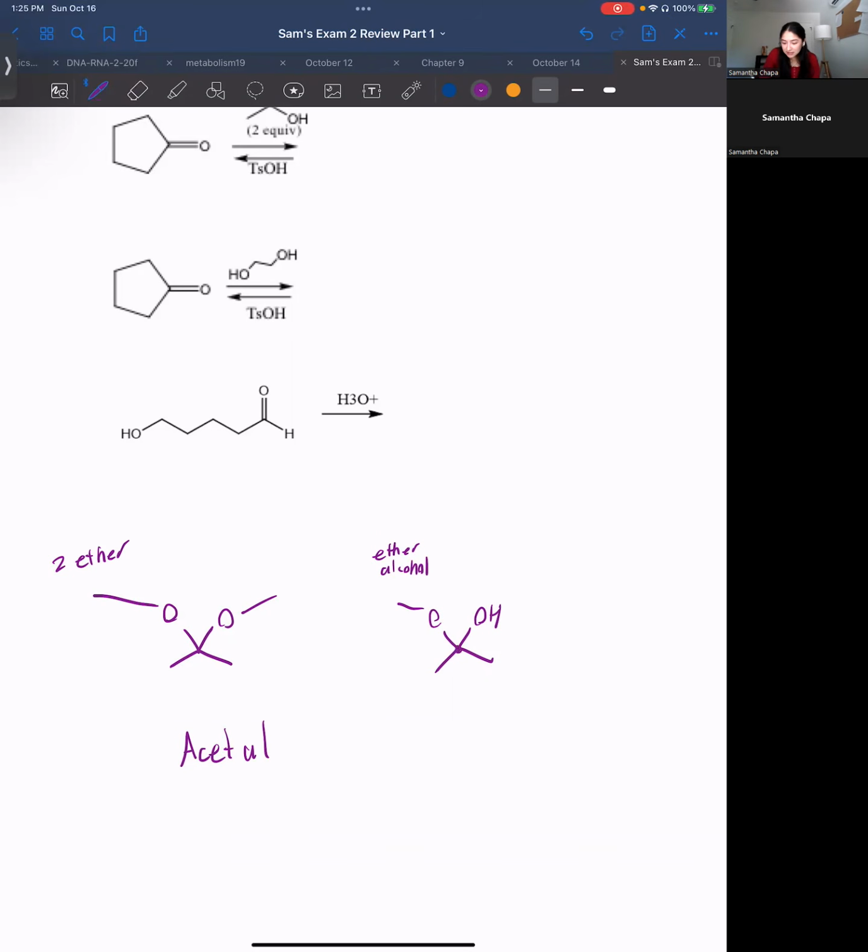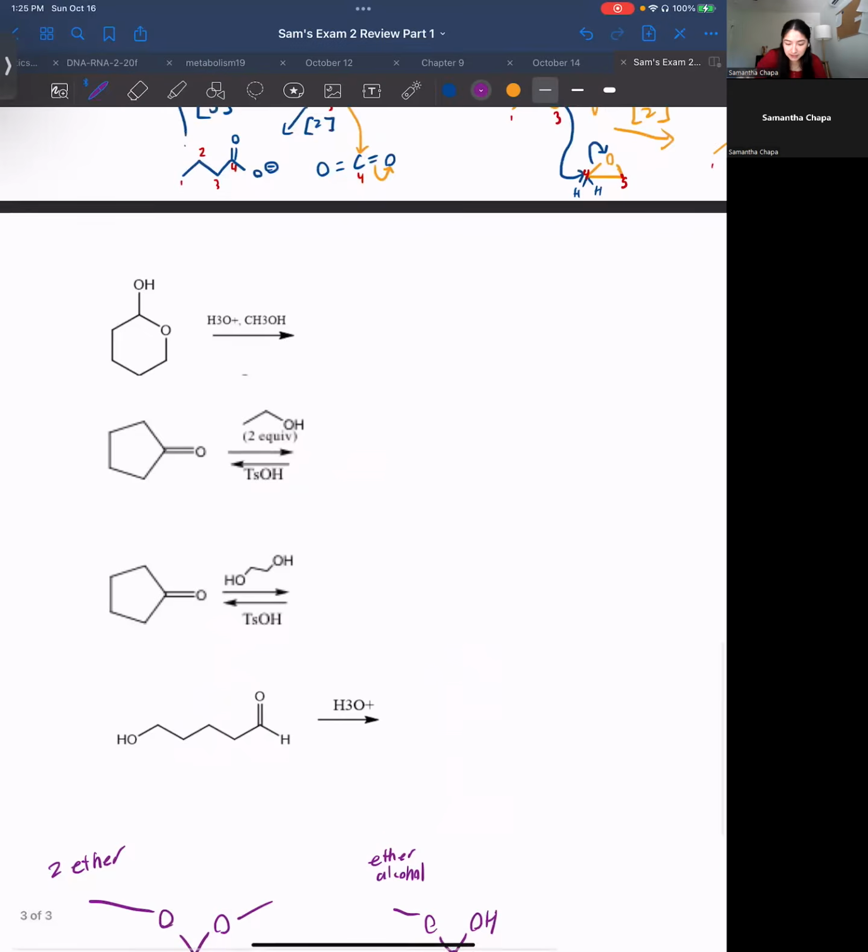And so what we're looking at is this carbon right here to tell us this is an acetal. So to this carbon, we have 2 ether groups, so it's an acetal. Or to this carbon, we have an alcohol and an ether group, so this is a hemiacetal. Hemi means half, so half of it is in the acetal formation.